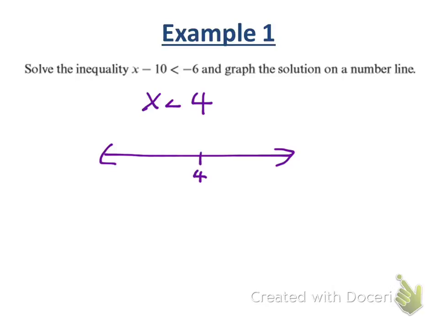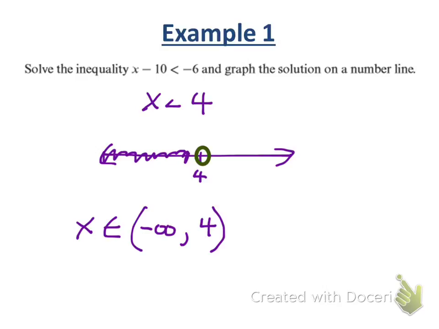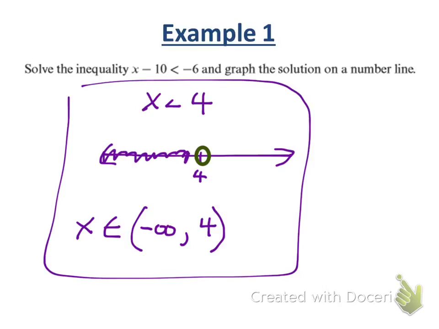What's the graph of that look like? Open circle at 4, right? Open circle at 4 and shade to the left. Why is the open circle there? It's not equal to. Closed circle means equal to. Now, the interval notation for this would be x is an element of the interval from negative infinity up to 4 with a parentheses. Why the parentheses? Again, the open circle. What if the circle was closed? What symbol would we use there? A bracket, right. So there's 3 different ways we can express the solution to this inequality.